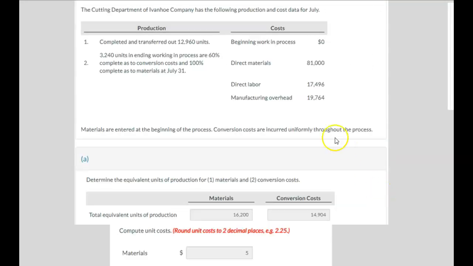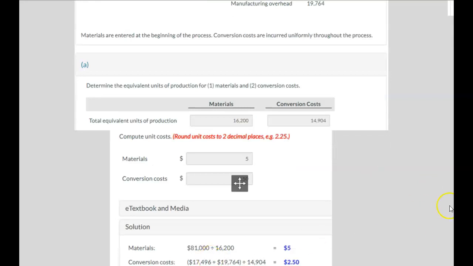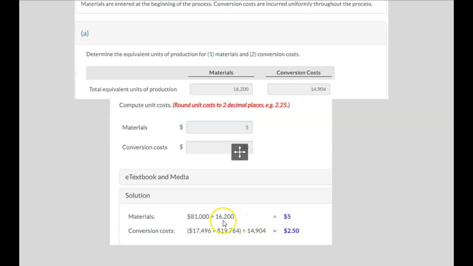Where'd the 81,000 come from? Right here, the direct materials they gave us. So if we divide that 81,000, let me slide so you can see it, a little bit more, 81,000 divided by 16,200, you come up with $5 as the unit cost for materials.